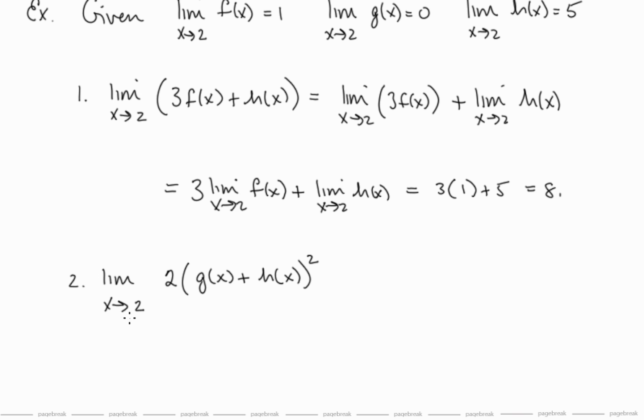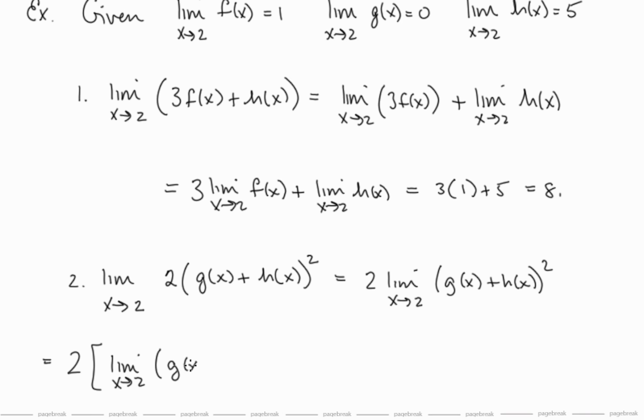Here we have the limit as x goes to 2 of 2 times the quantity g of x plus h of x squared. So first thing I want to do is take out this 2. This is 2 times the limit as x goes to 2 of g of x plus h of x squared. Then we know we can push the limit inside this square. So it's going to be 2 times the bracket, the limit as x goes to 2 of the parentheses g of x plus h of x, all of that squared.